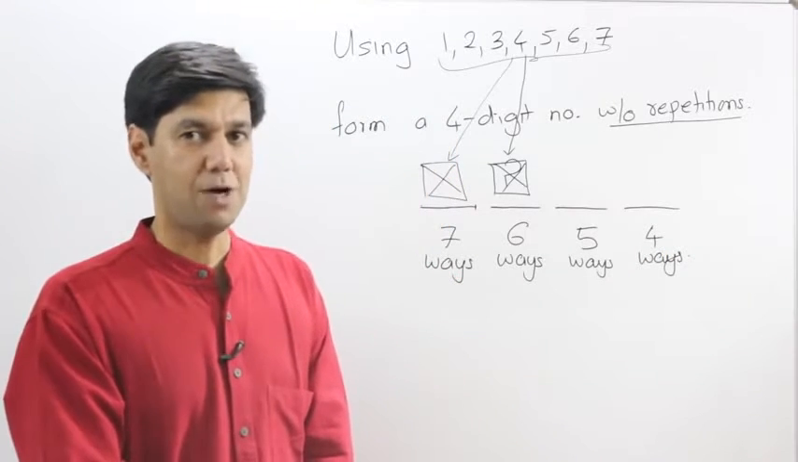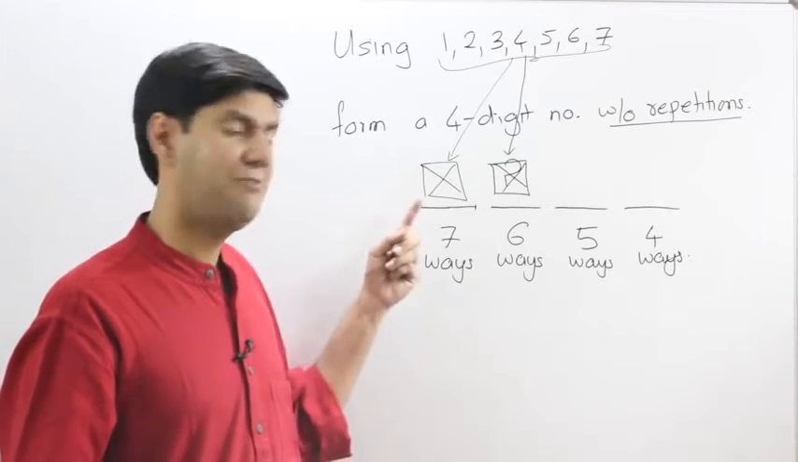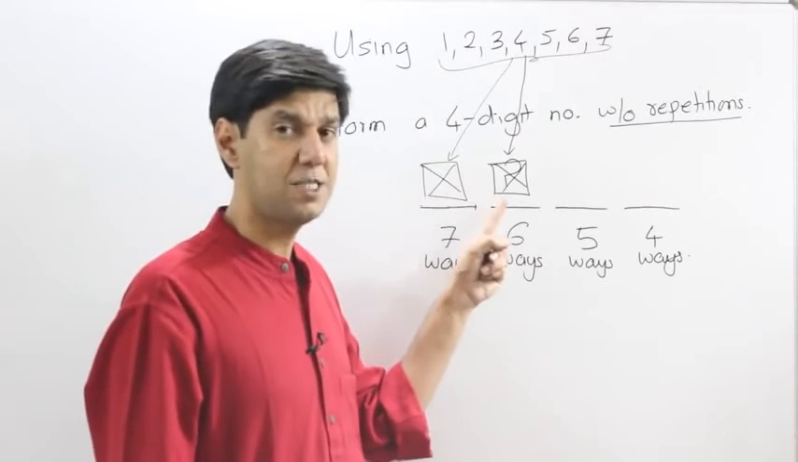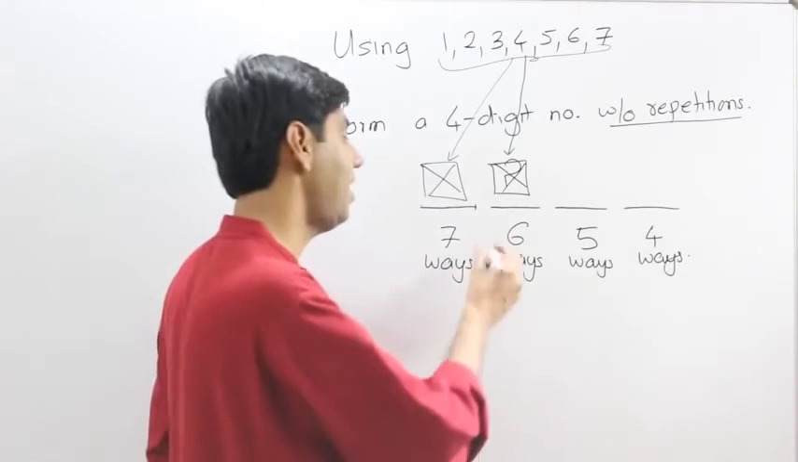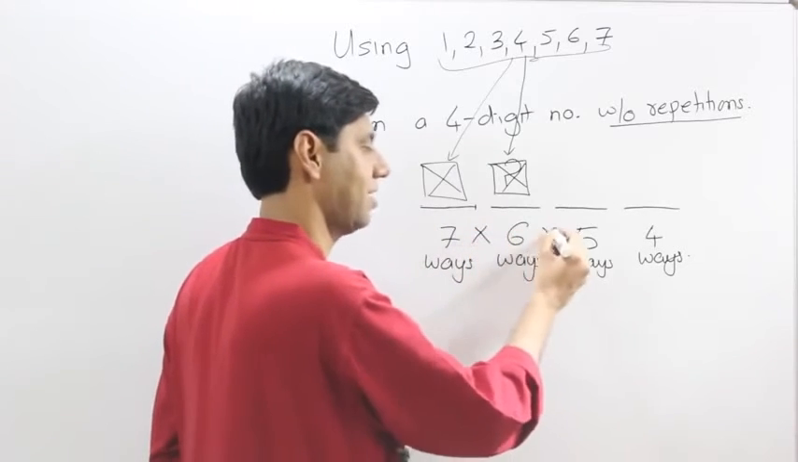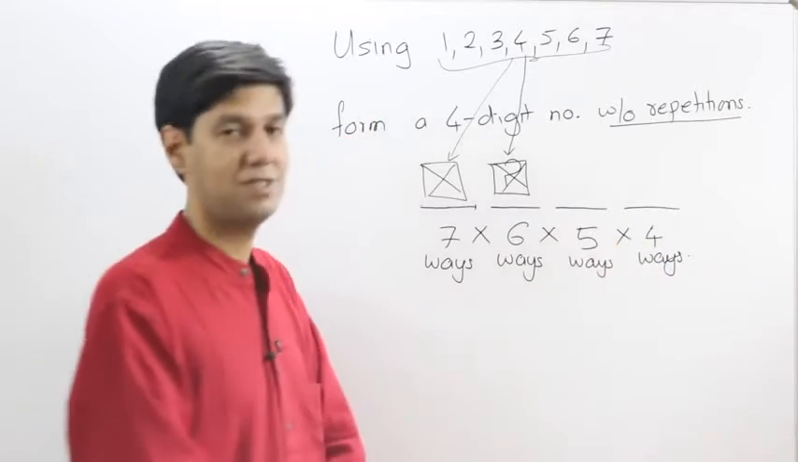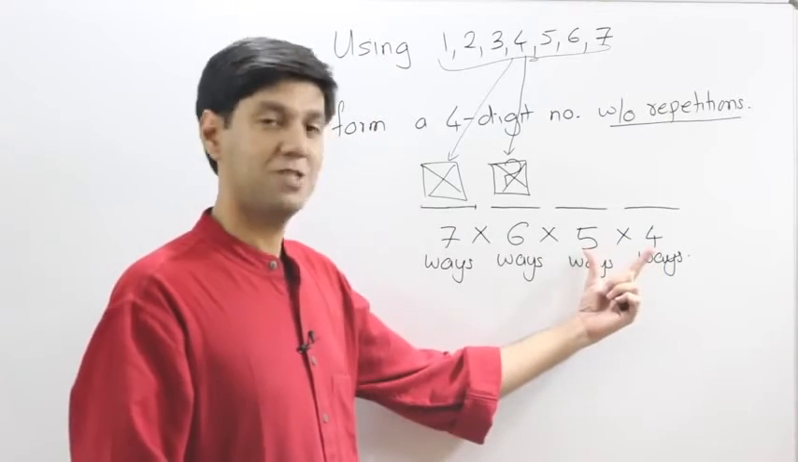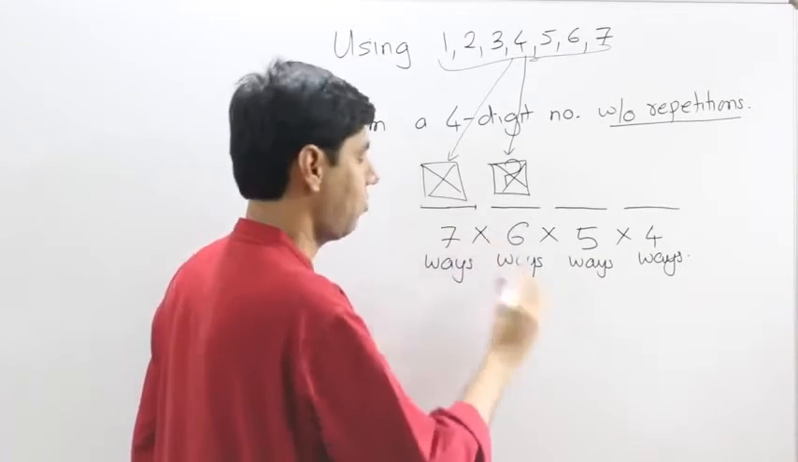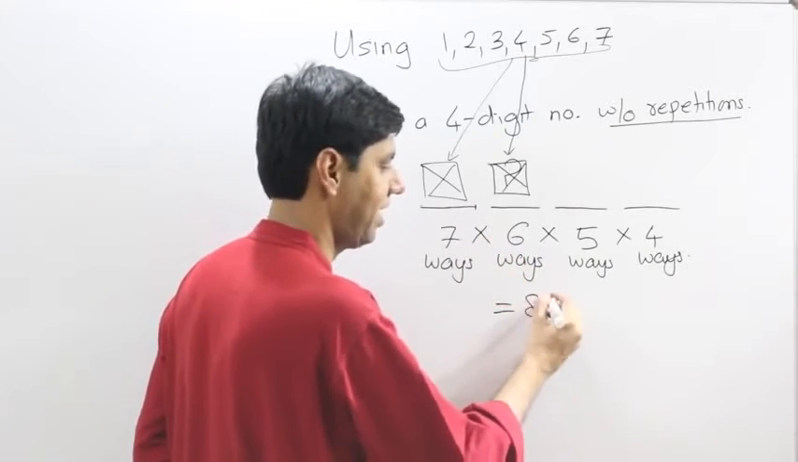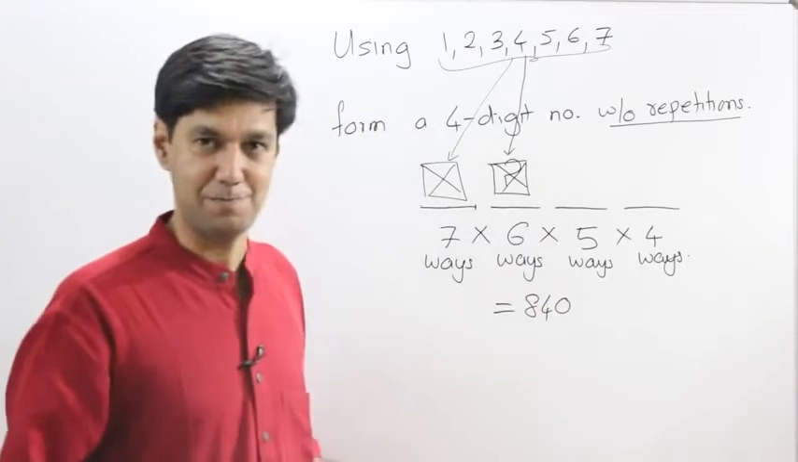What do I do to them? Do I add them or do I multiply? Let's ask, am I filling in the thousands or the hundreds position, or am I filling thousands as well as the hundreds position as well? So that will be the product. So the answer here is 7 into 6 into 5 into 4. 5 4s are 20. 20 into 6 is 120. 120 into 7, 840 will be the answer here.